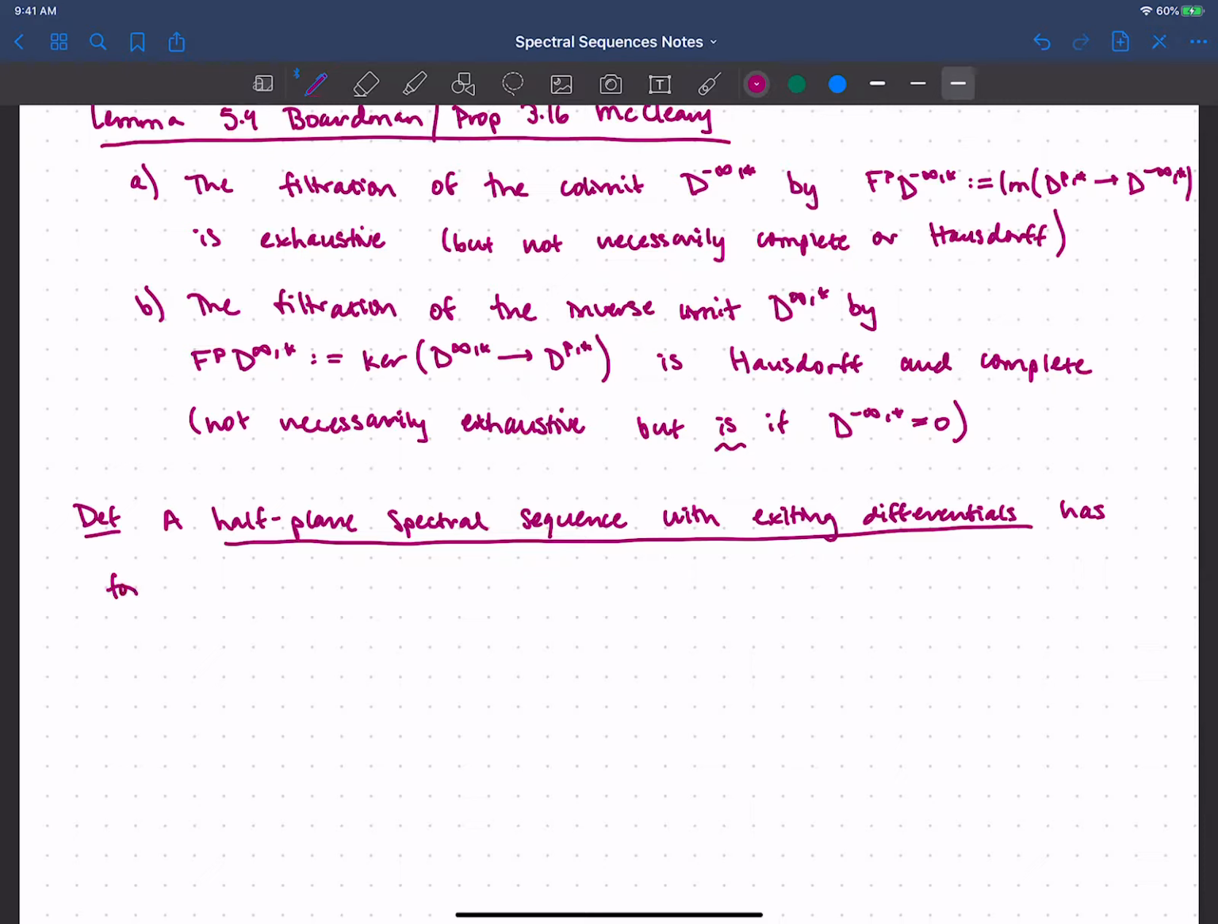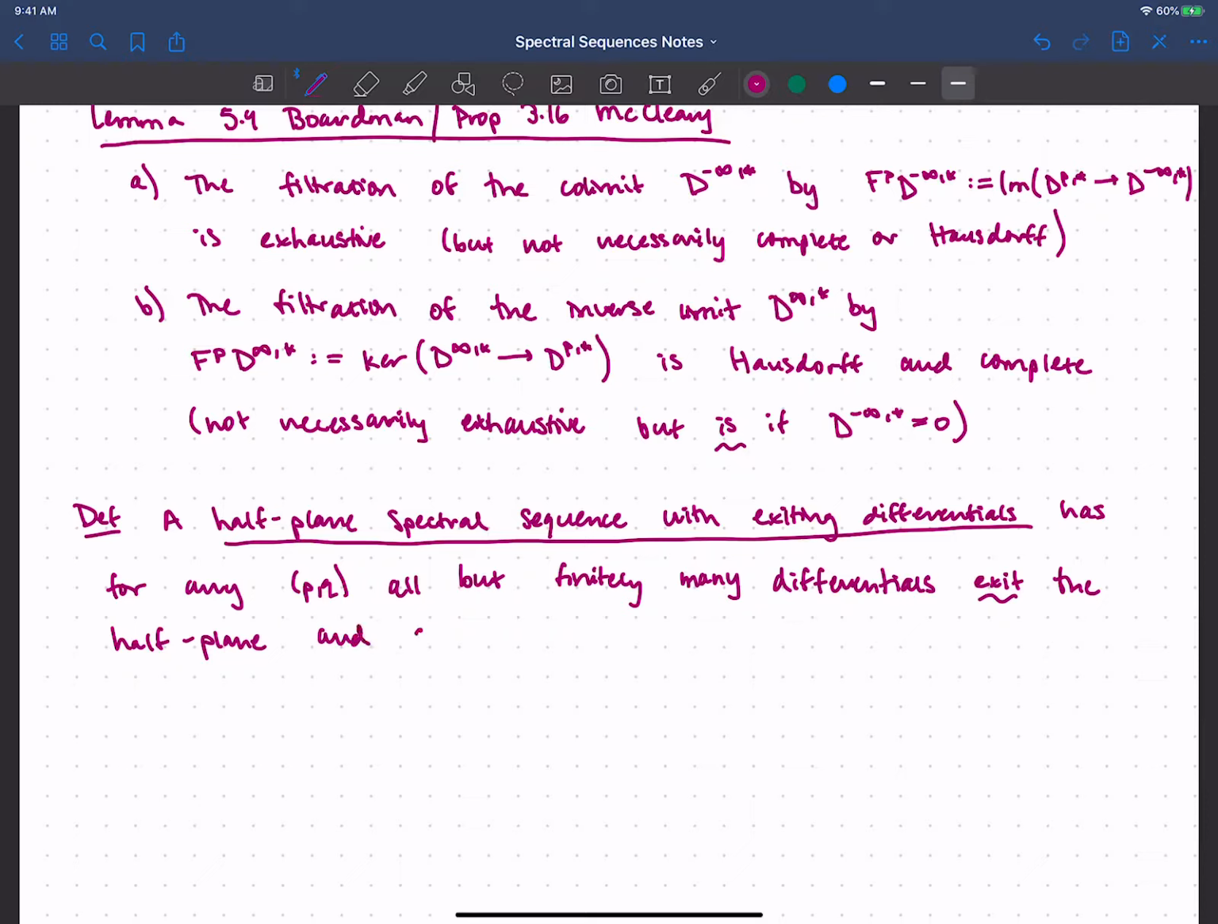This says that for any p, q we look at, and it doesn't have to agree with our grading, but in some grading, so that this thing looks like it sits in a half plane, all but finitely many differentials exit the half plane, really the occupied half plane, and so vanish. Okay, so this is really just a way to get differentials going out to vanish.